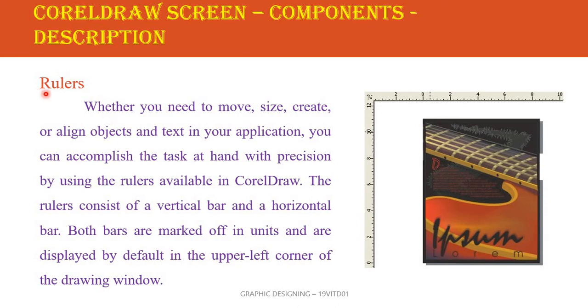Rulers. What is meant by rulers? Why do we have to use these rulers? When you need to move, size, create or align objects in the CorelDraw application, you can do this by using these rulers. The rulers consist of both a vertical bar and a horizontal bar. This is the vertical bar, and this is the horizontal bar. Both of the bars are marked with units. With the help of these units, we can align, size or create our objects. The rulers appear in the upper left corner of the drawing window.